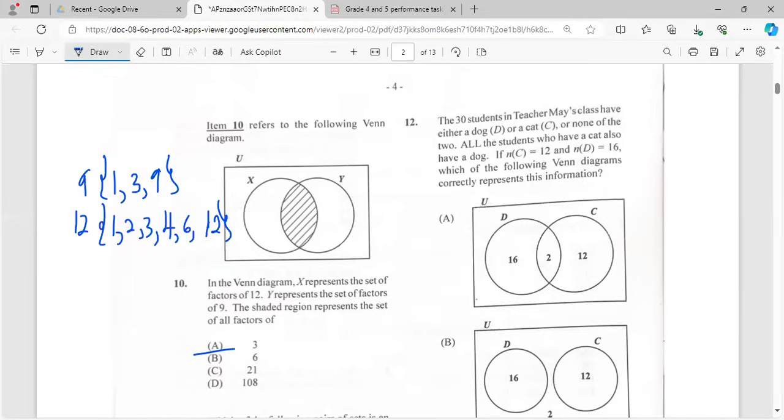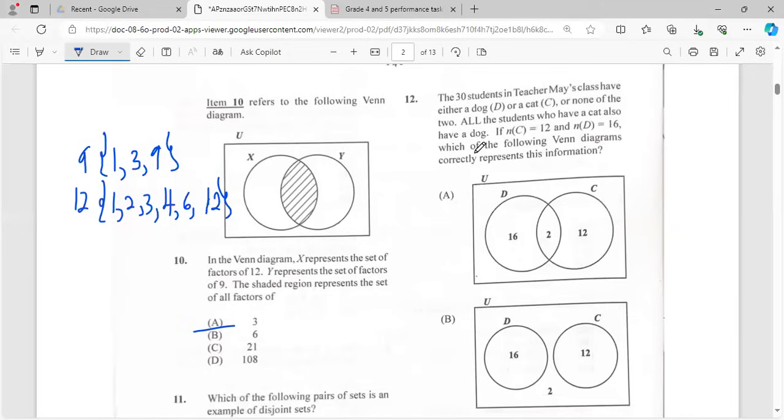But this one says the 30 students in teacher May's class have either a dog or a cat or none. So you have to look for the keywords here. It's either you have a cat or a dog or none at all. So all those who have a cat have a dog. All students who have a cat also have a dog. So let me say it there again.